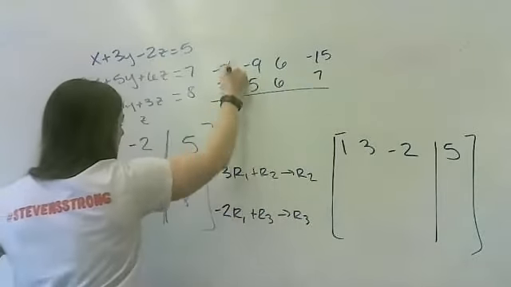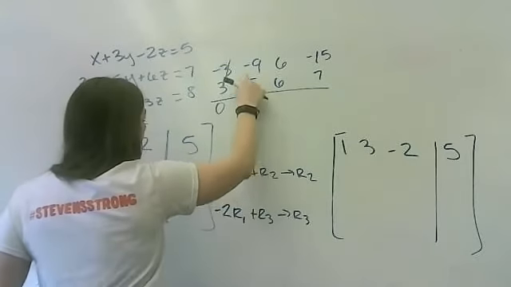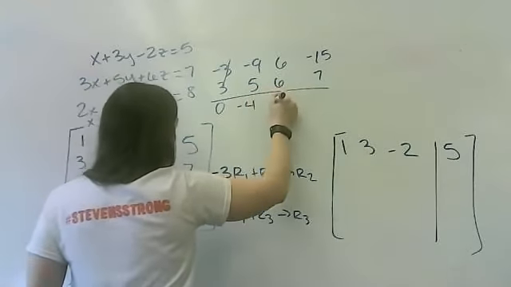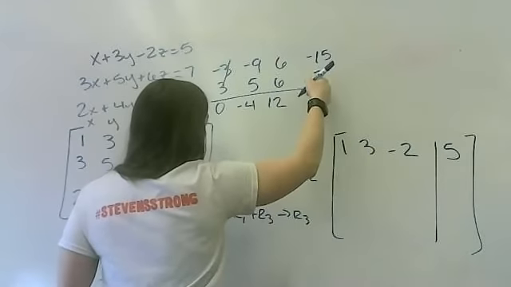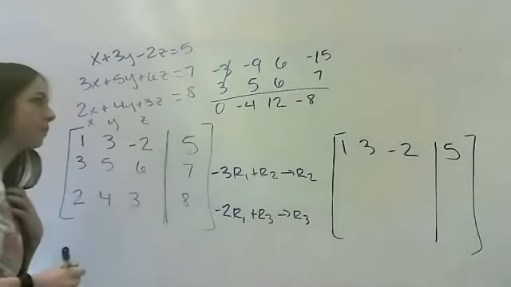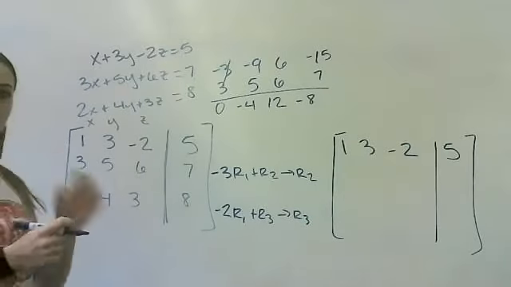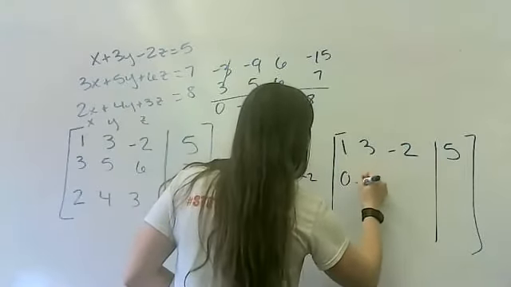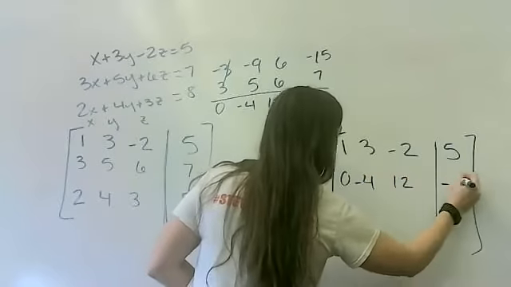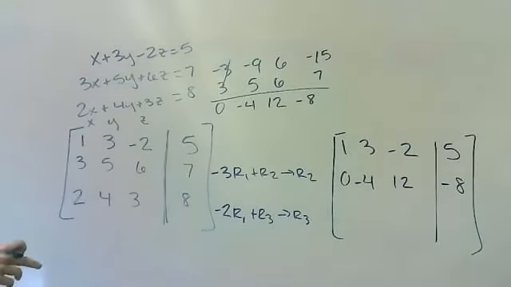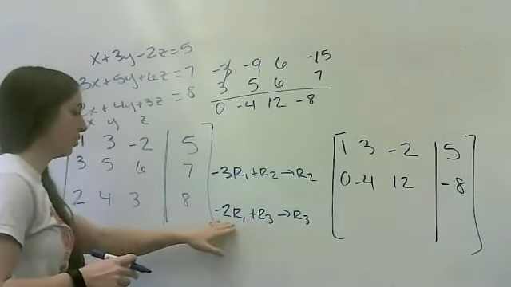Add those straight down. These cancel to be 0. -9 plus 5 is -4. 6 plus 6 is 12. -15 plus 7 is -8. Okay, and again, that was my new row 2. So we can write that in: 0, -4, 12, -8.